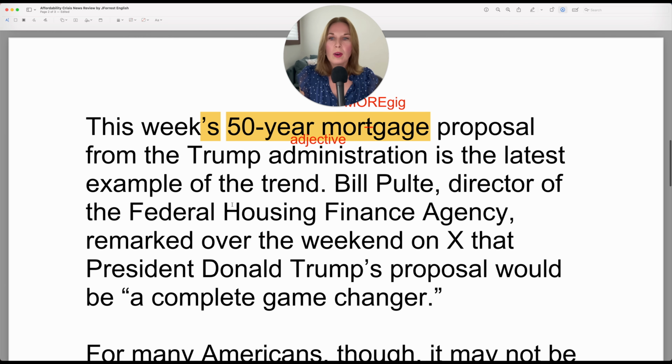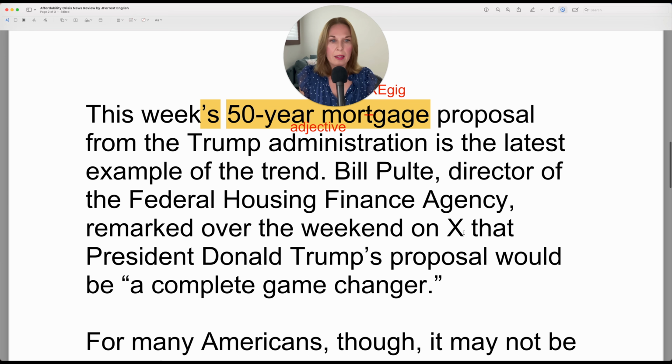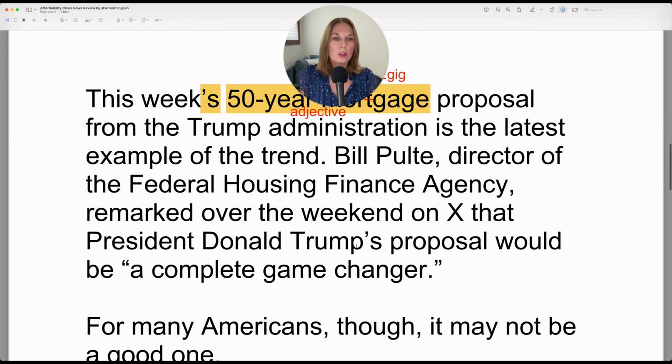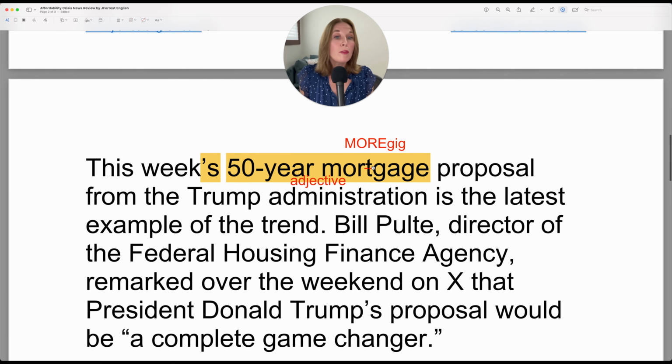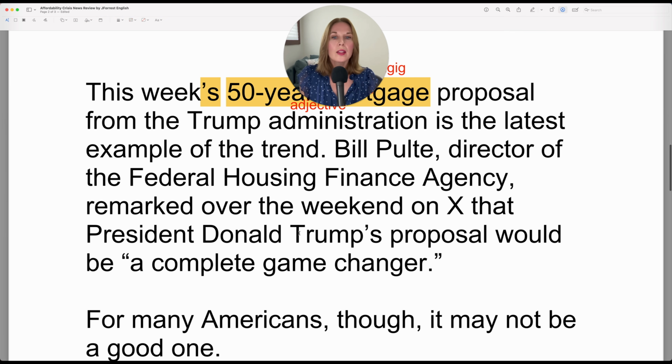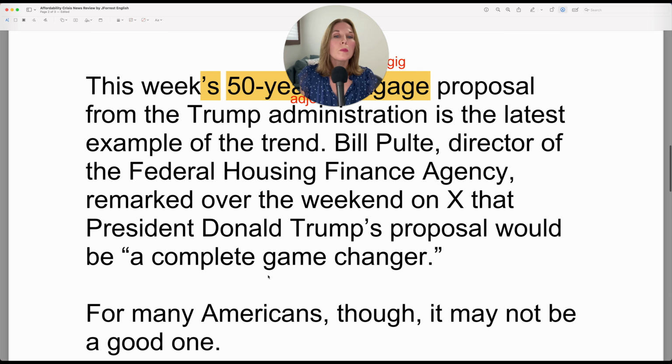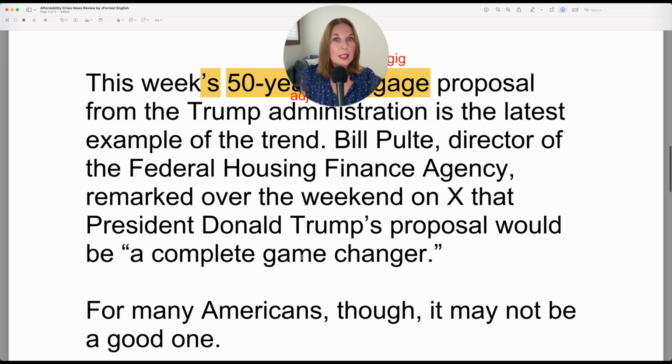Bill Pulte, director of the Federal Housing Finance Agency, remarked over the weekend on X. So remarked is another way of saying said, exclaimed, said, and then on X. X is Twitter, formerly known as Twitter. So he said on Twitter. He remarked over the weekend on X that President Donald Trump's proposal, the proposal being to have a mortgage that lasts for 50 years, a 50-year mortgage to use the adjective form, would be a complete game changer, a complete game changer.